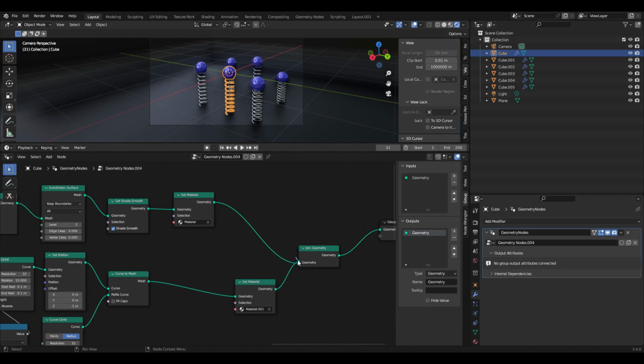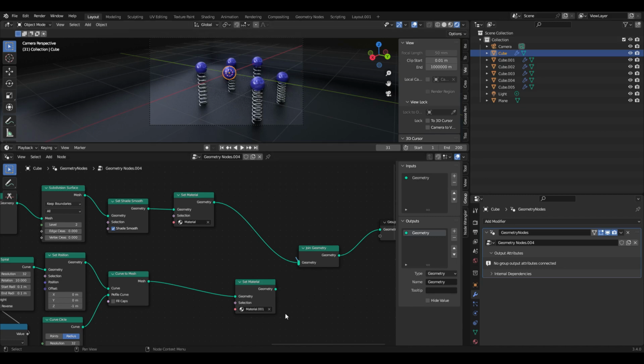Don't want to do that. Sorry, I'm trying to cut the line. I always hit the wrong one there.